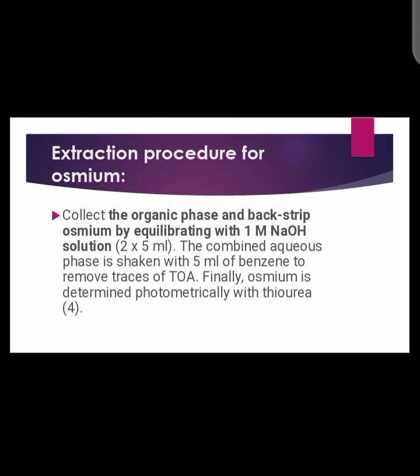Now the extraction procedure of osmium, how osmium is extracted. First of all, we have to collect the organic phase and back-strip osmium by equilibrating with 1 M NaOH, sodium hydroxide solution. Then the combined aqueous phase is shaken with 5 milliliters of benzene to remove traces of TOA. Finally, osmium is determined photometrically with thiourea.